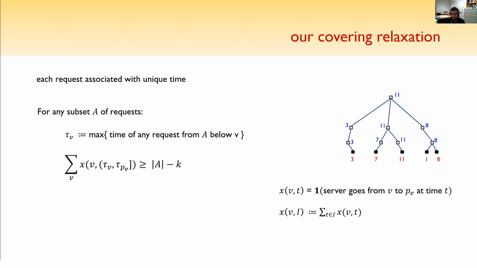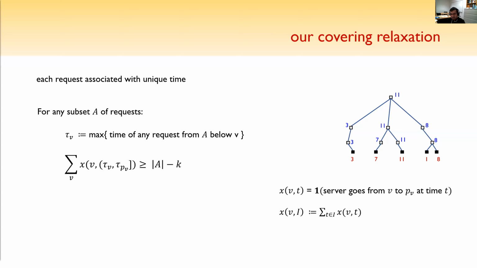The constraint says the following. If I sum up over all the vertices V the variables x of v, comma, the interval from tau sub v to tau sub pv, where pv is the parent of v, so I look at this interval and I sum this up for all the vertices v of the graph, that sum must be at least the size of A minus k.